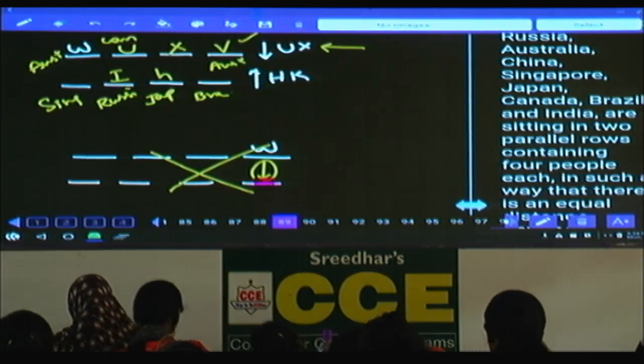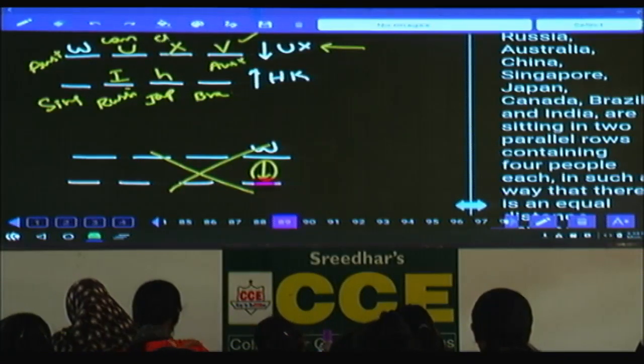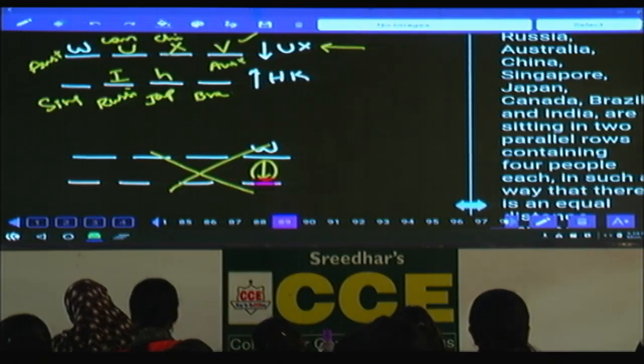Now Australia is W. Then whatever this X is the person from China. And who is the person left over? 2 more persons, I and H. W is not H. Person from Singapore is not H. And neither W nor V is from Canada. W and V are not from Canada.